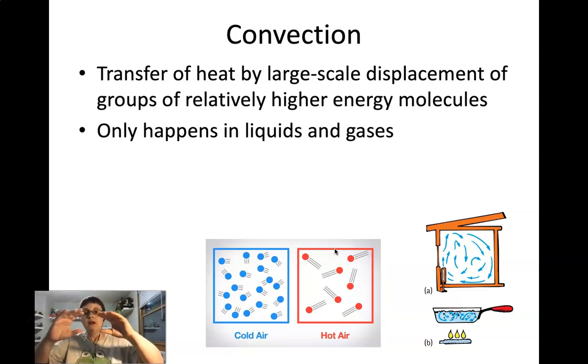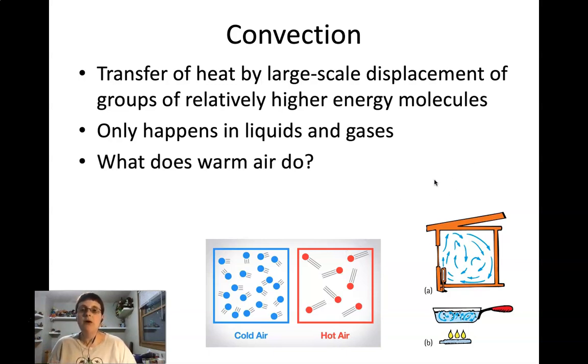And then it's going to end up, because it goes up, it's going to displace or push out the cold air, push the cold air down, and then the heat source is going to warm those cold air molecules up and repeat the whole process over. So, oh, there we go. What does warm air do? Warm air rises. And because these molecules are spaced out more, they have more energy and are running into each other.